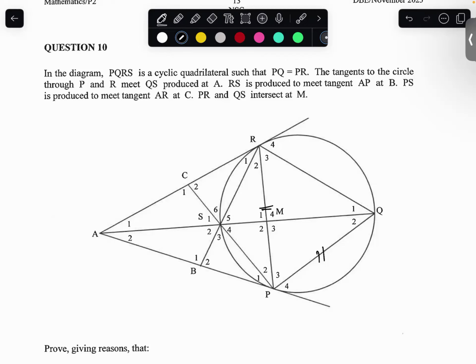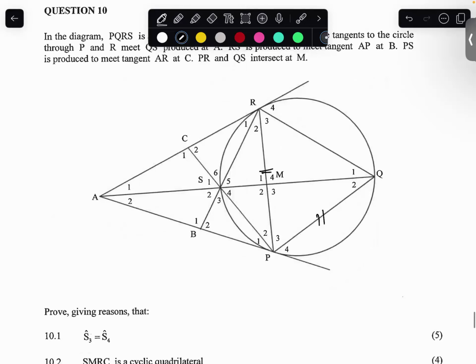QS produced at A. RS is produced to meet tangent AP at B. RS is produced to meet AP, which is a tangent at B. PS is produced to meet the tangent AR at C. And PR and QS intersect at M. Prove, giving reasons, that S3 is equal to S4.